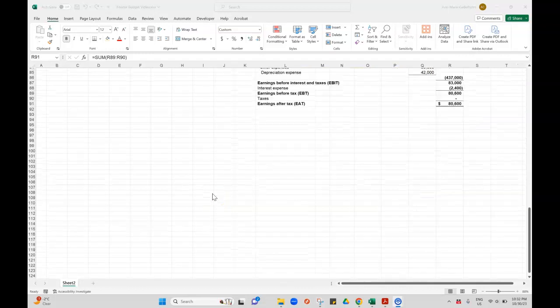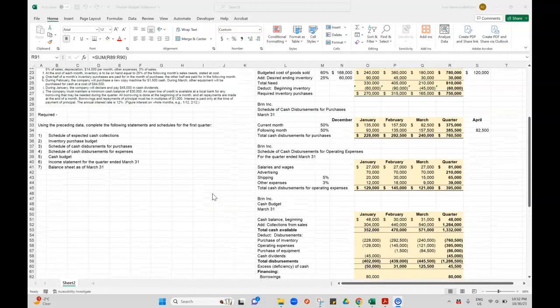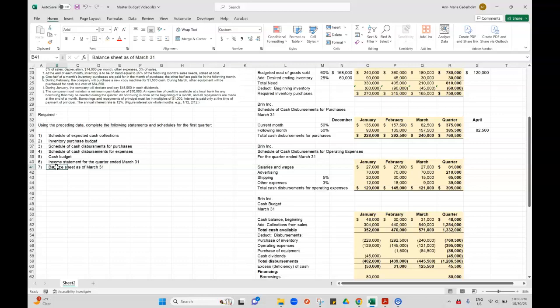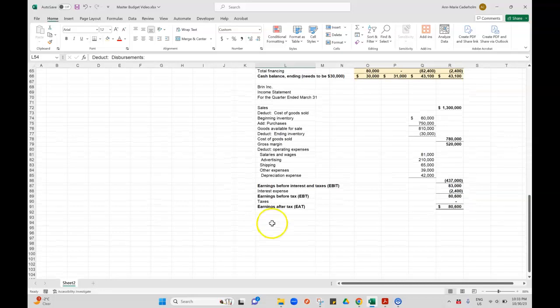Okay, now we have the moment of truth. Putting together our balance sheet. So this is where we'll see if we did everything correctly, and it's the hardest one to put together.